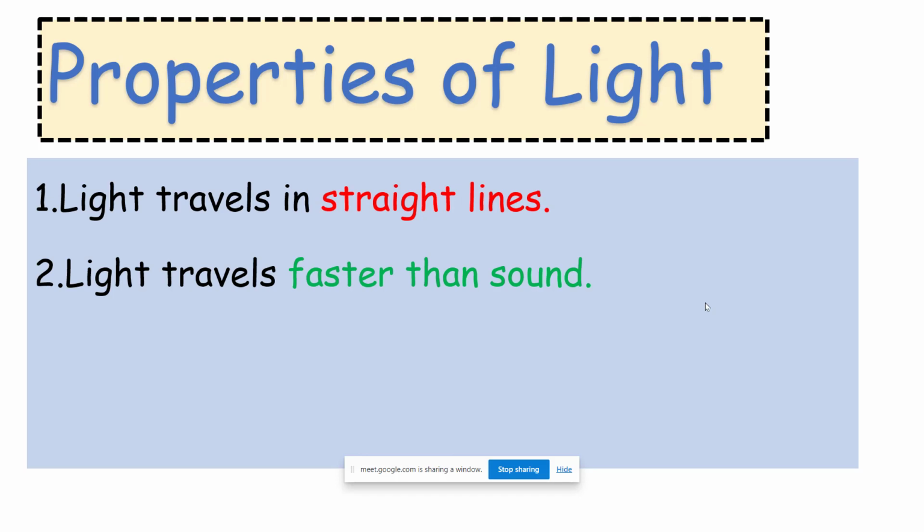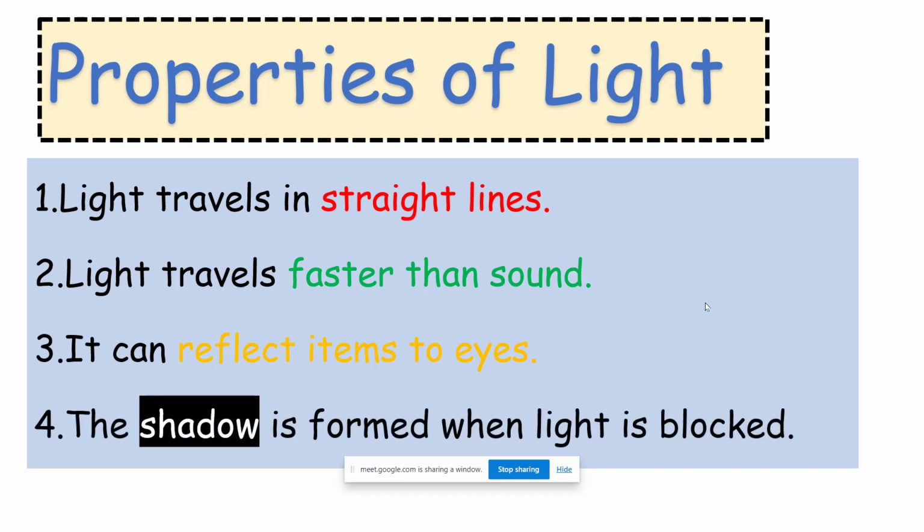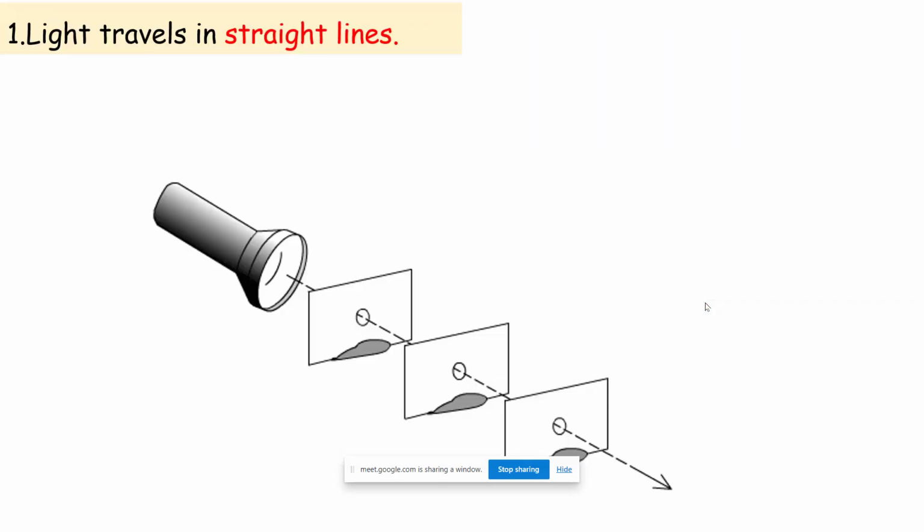Next one, light travels farther than sound. Third, it can reflect items to your eyes. And the last one, the shadow is formed when the light is blocked. One more time, the shadow is formed when the light is blocked.